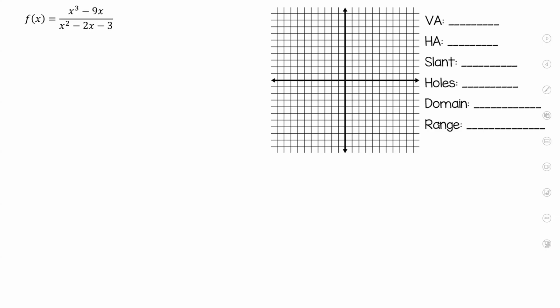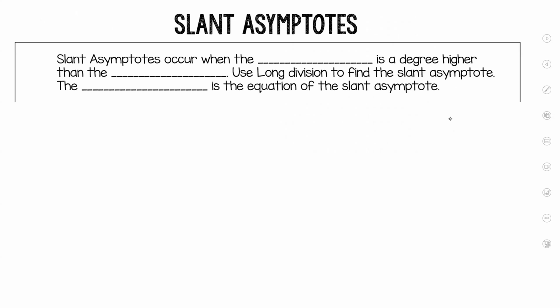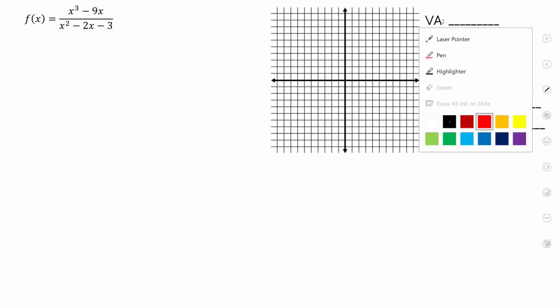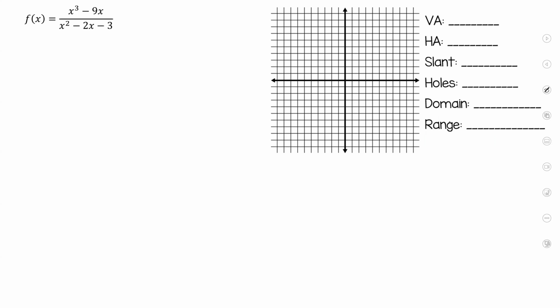Okay, so guys, we're gonna just do a review, a recap of what we've learned so far. You're always gonna start with factoring in order to find the vertical asymptote and the holes. Okay, so first, this numerator can all be divided by x.